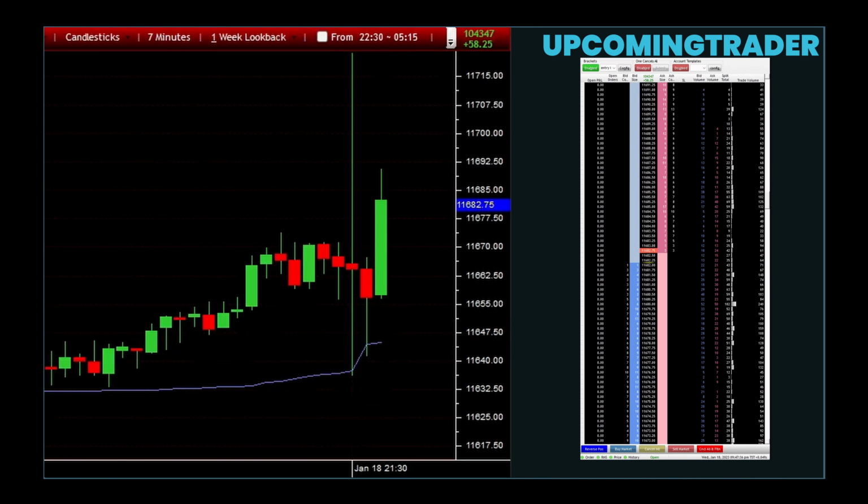Also, think about your position size based on volume. When volume is high, it suggests stronger moves, so you might consider taking a larger position. When volume is low, it means there is more uncertainty, so it makes sense to reduce your position size to manage your risk.